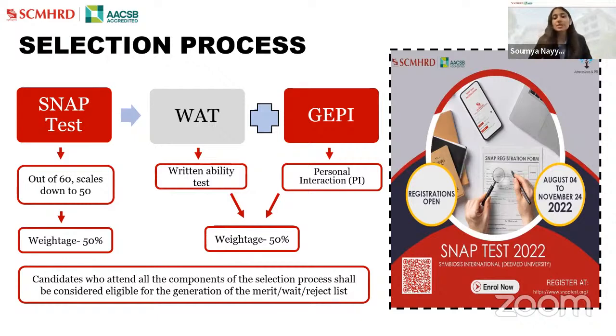And the third round is the personal interaction round. One thing which is unique to Symbiosis Institute is that it is a personal interaction round and not a personal interview round, wherein the panelists want to know you more and understand how your goals align with our college. On the basis of that, a cumulative score is generated, on the basis of which it is decided if you are a part of the merit list, the wait list, or the reject list.